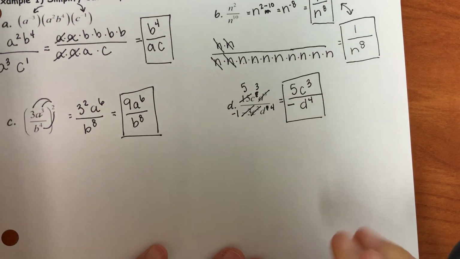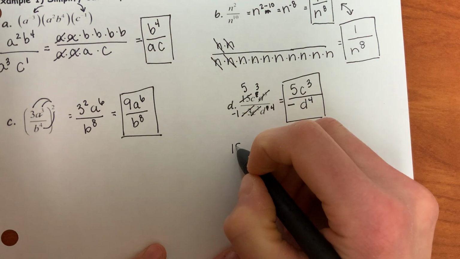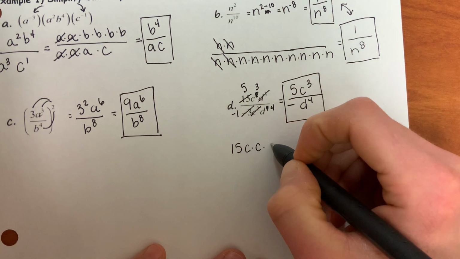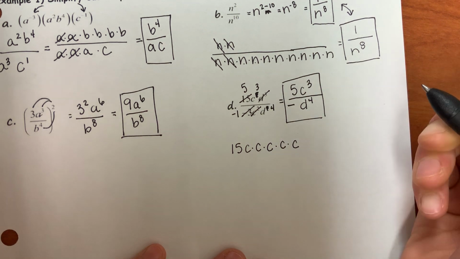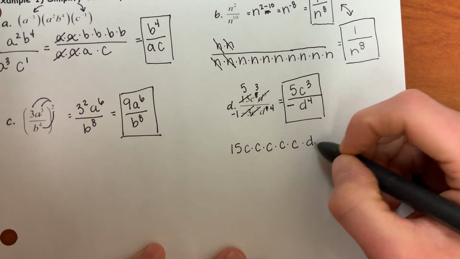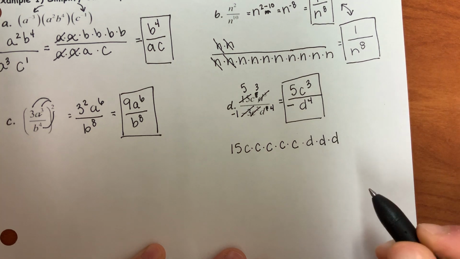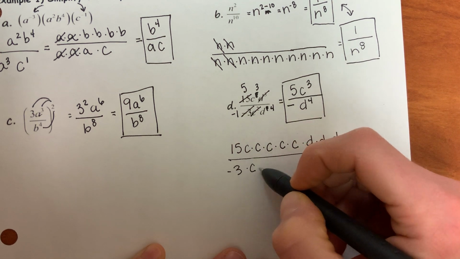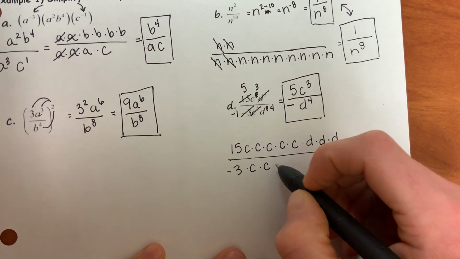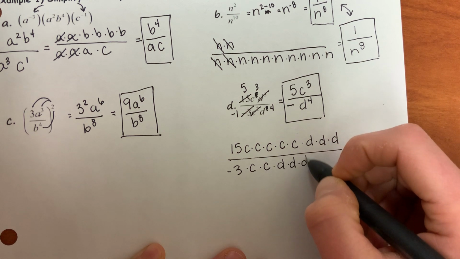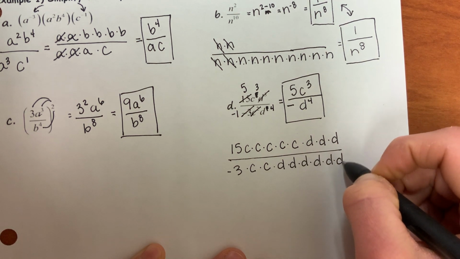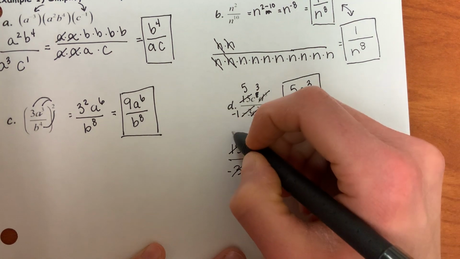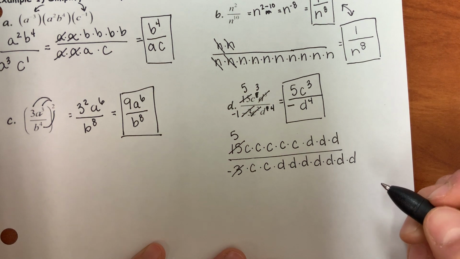Okay, if you want to do the expanded way, I have 15, and I originally had 5 c's. So I have 1, 2, 3, 4, 5. And then I had 3 d's: 1, 2, 3. I'm going to put all of this over, so I had a negative 3, 2 c's, and 7 d's. All right, so now let's just cancel. So 3 and 15 cancel. 15 becomes a 5.